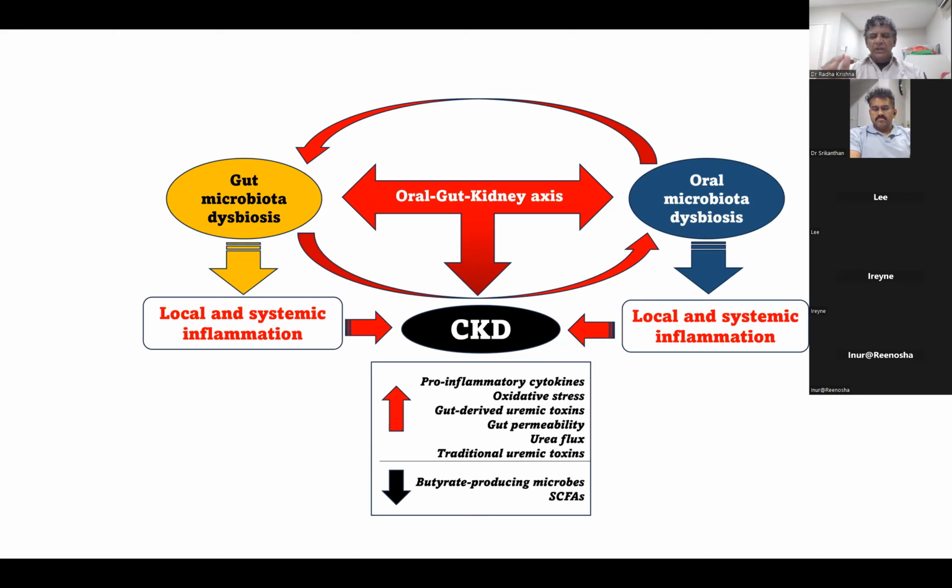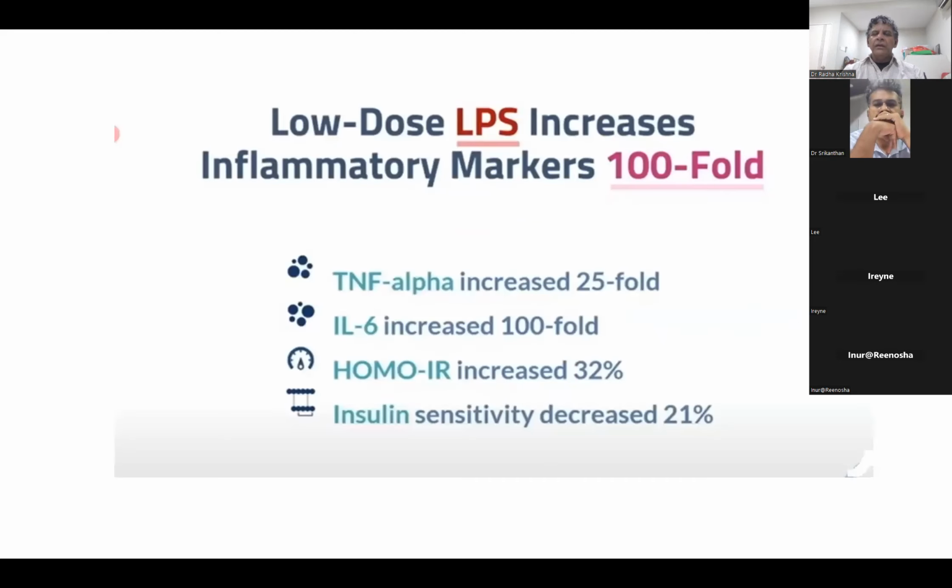There are more than 20 inflammatory factors, so I'm just running a few of them. This is the CKD oral-gut-kidney axis. When the bacteria break down, the last product is called LPS, or lipopolysaccharide, which is 100 times more inflammatory than anything else.